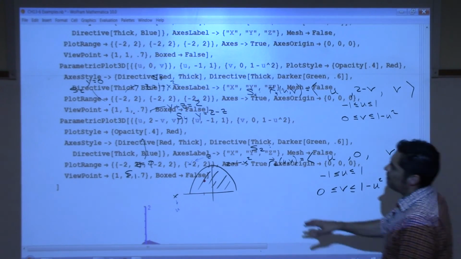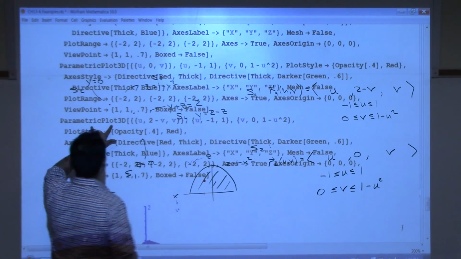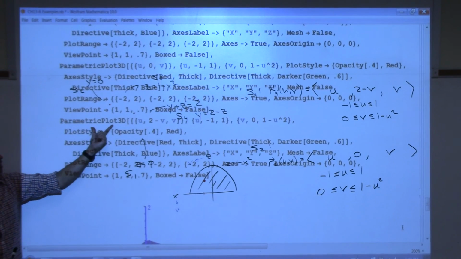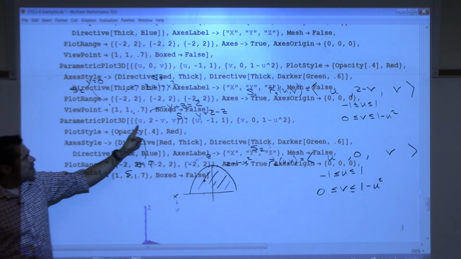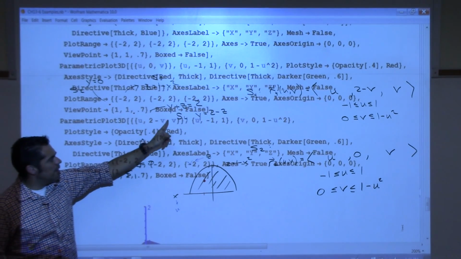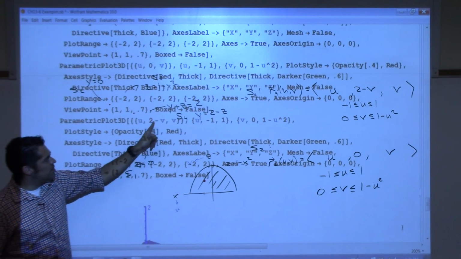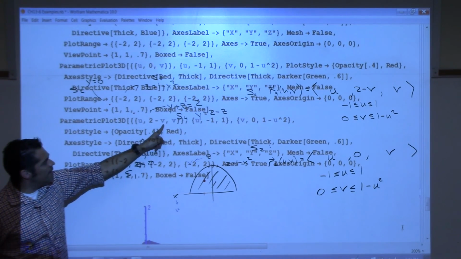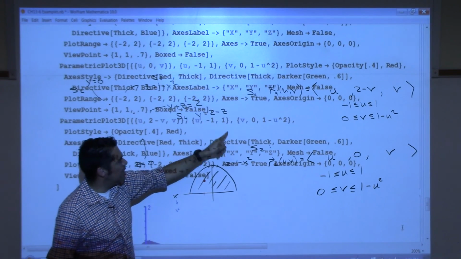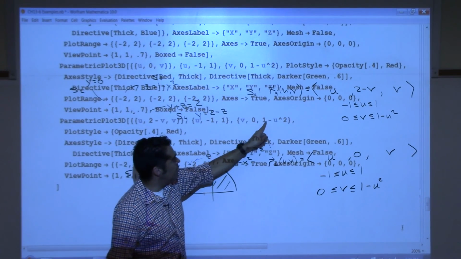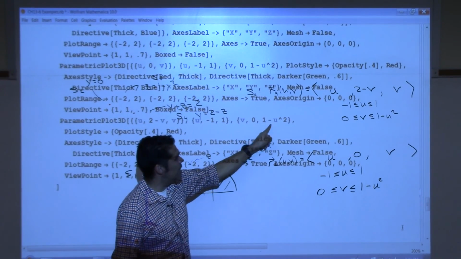This is basically what I'm doing here. ParametricPlot3D is a function that's built into this system, so I'm calling on the function. These are parametric equations, so I need to give it the x component, y component, and z component. I gave it u, v, and then 2 minus v, which is exactly what we have. I let u vary between -1 and 1, and v between 0 and 1 minus u squared.